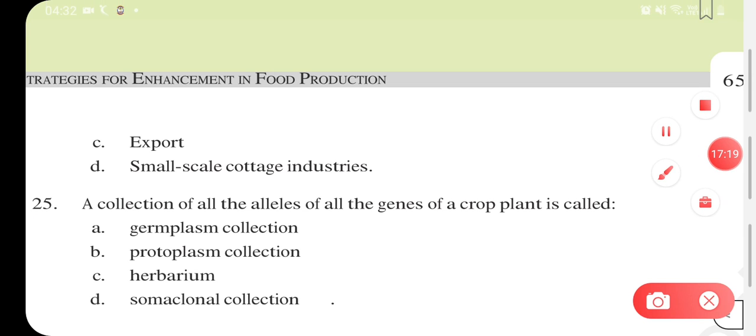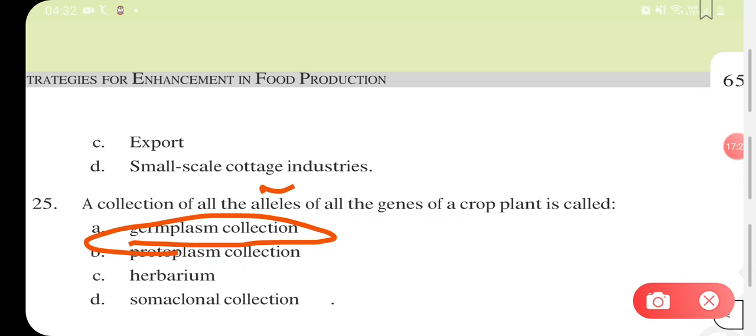Fine. So what is germplasm collection? Germplasm collection is collection of all the alleles of all the genes of a crop plant. All the alleles of all the genes present in a crop plant, that is called as germplasm collection. Okay.